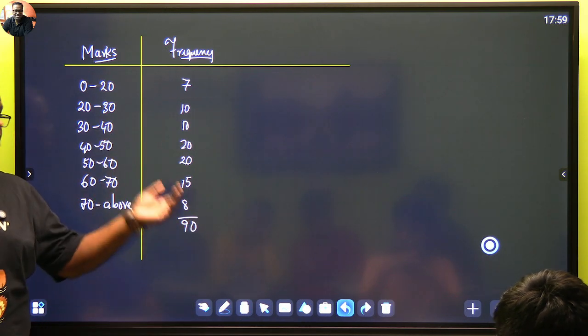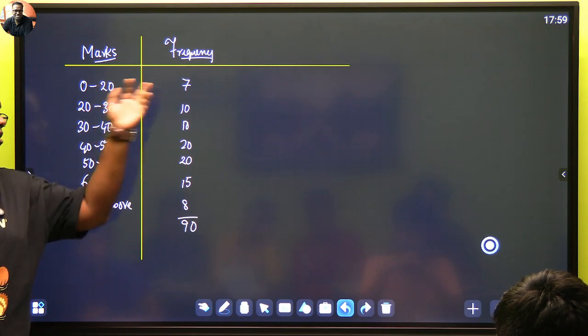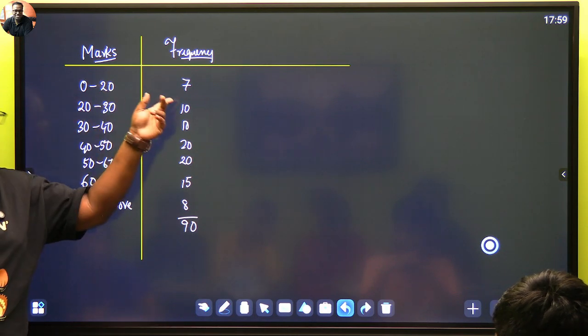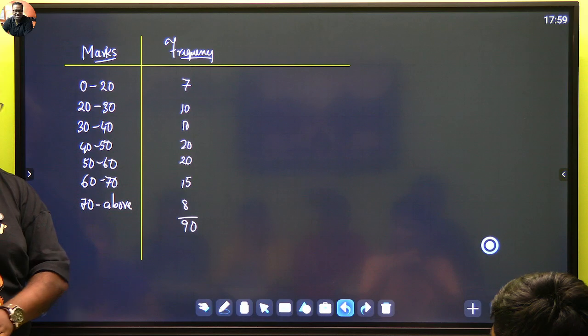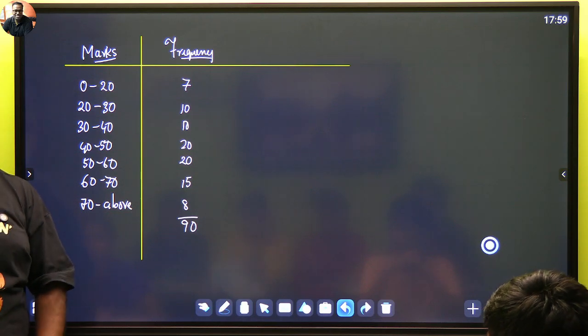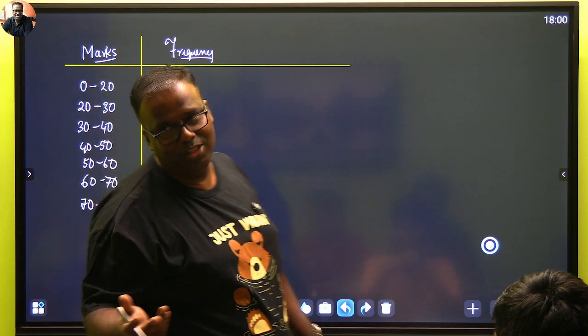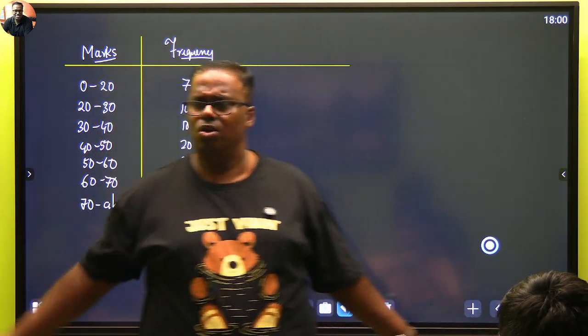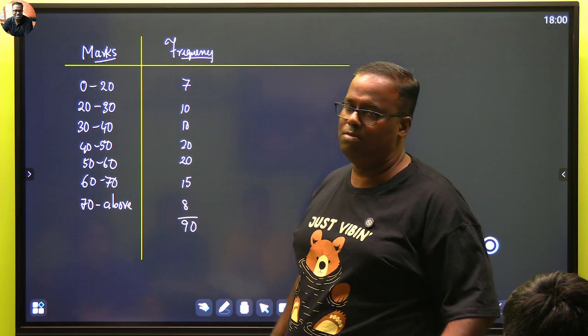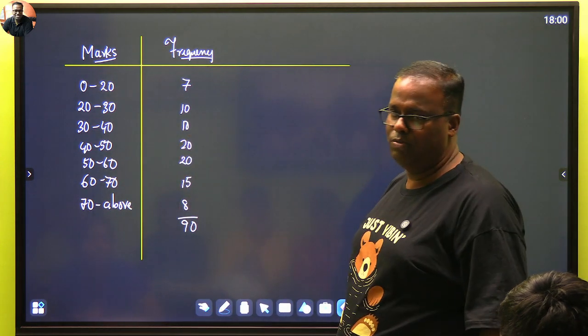90 children scored in this order, means 7 children scored in the range of, we don't know the exact marks. We have grouped them. How can you write exact marks? So 90 data will be there. Why didn't we write all the marks? If you write all the marks, then there will be 90 different data. Obviously, some 2 students may score the same marks also, but this is a generic way of representing it.